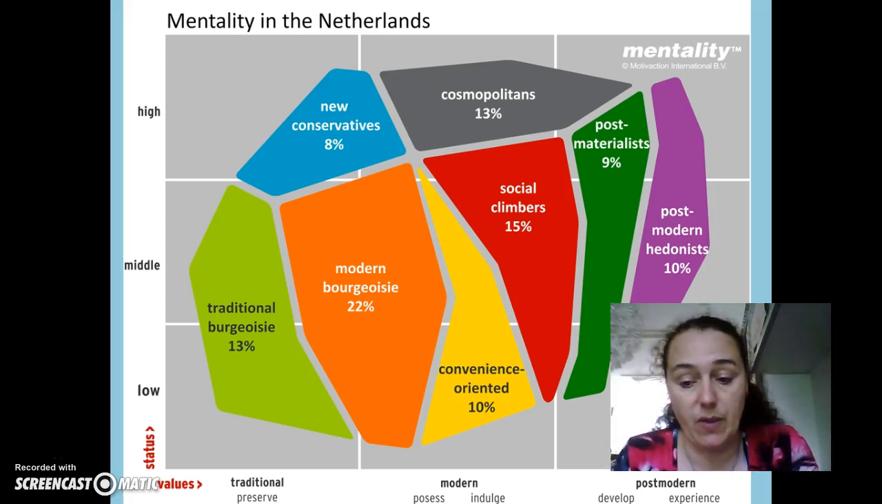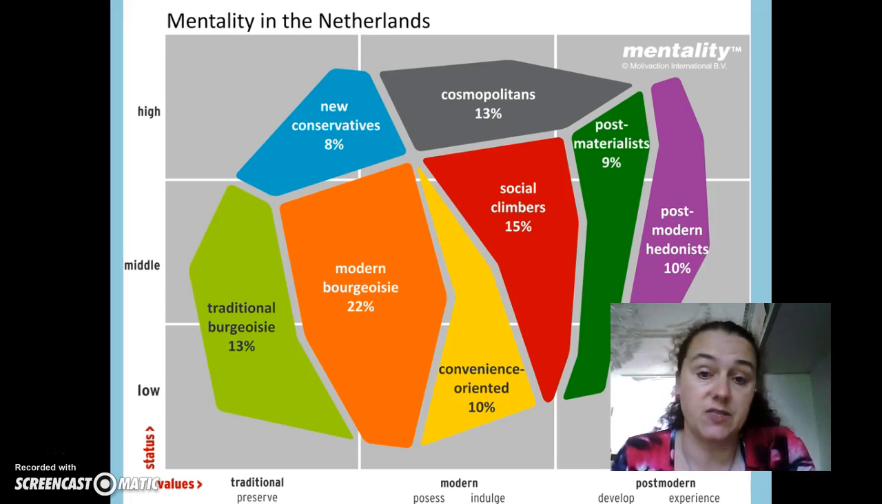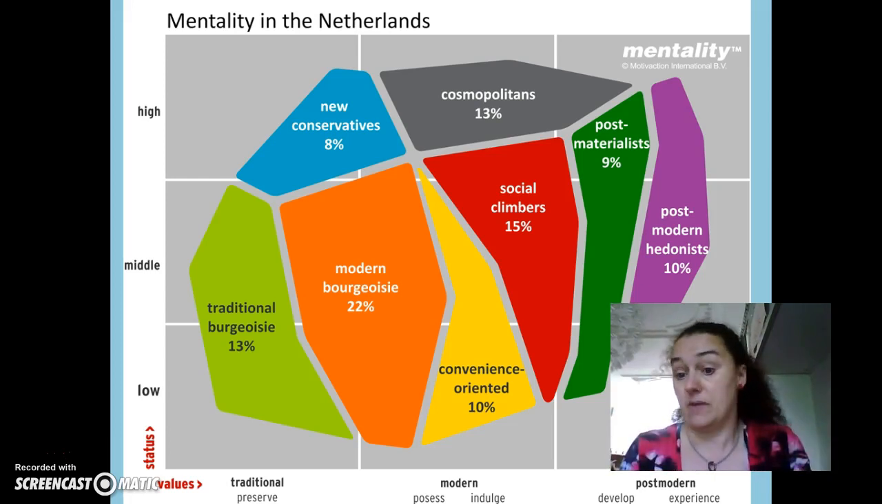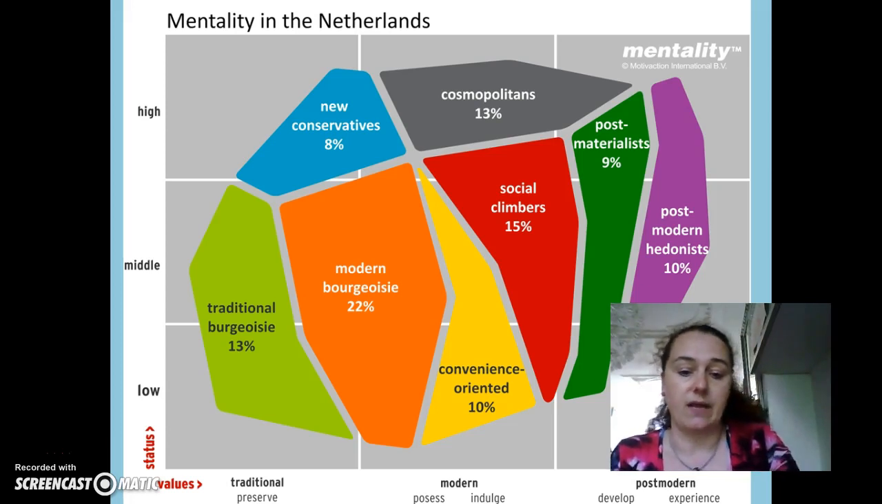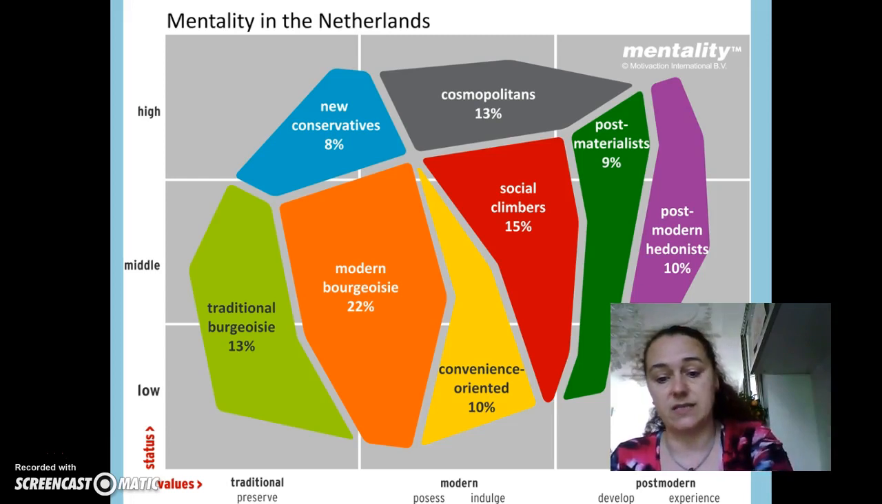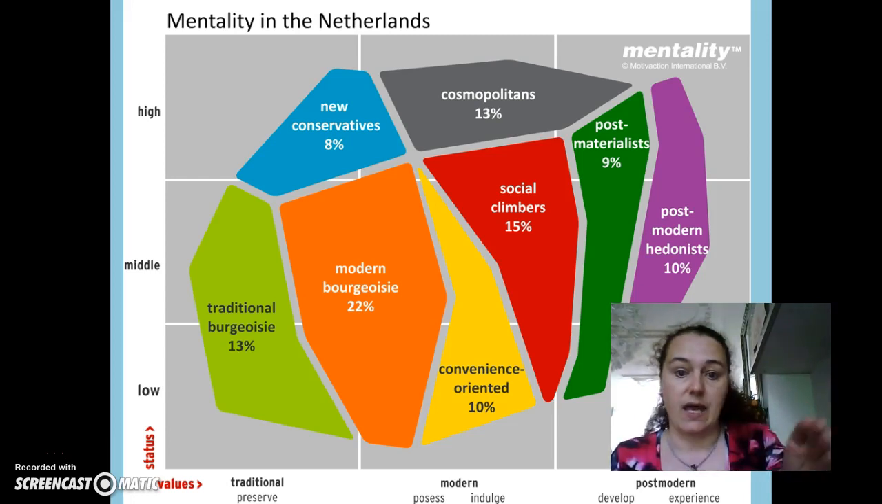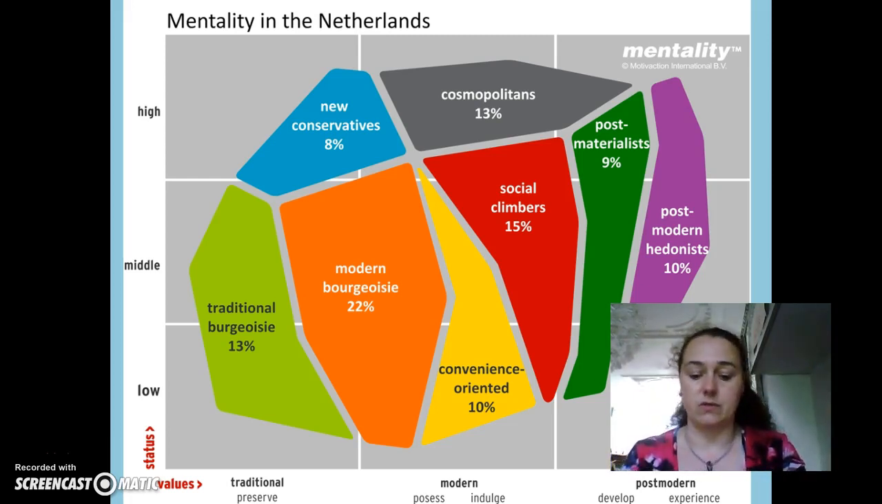This is a model made by Motivaction, a very famous market research agency in the Netherlands, and they've made this model of the mentality, as they say, of the Dutch people, where they, on the one hand, have how people look for status, and on the other hand, the values and where people are. Now, this is a model.